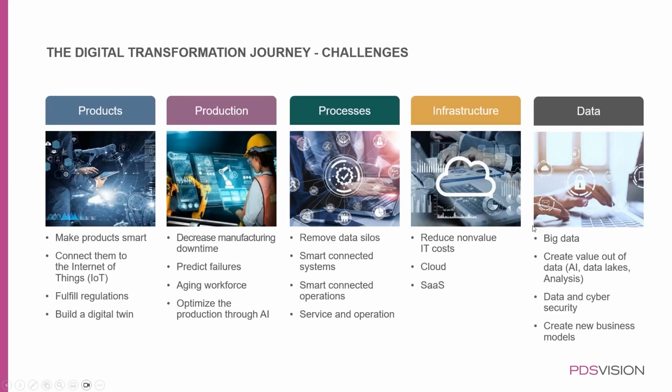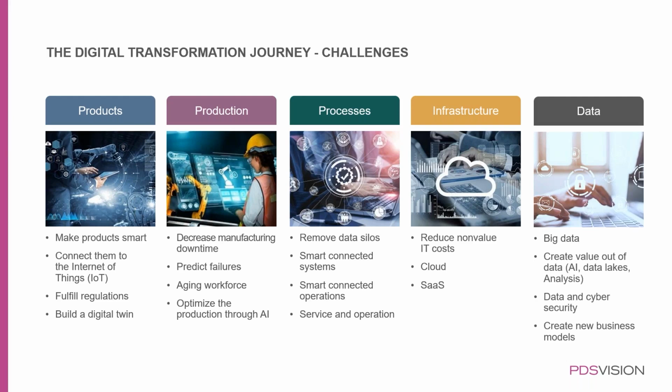All right. And then, of course, the digital transformation journey. Just overall for companies, these are the areas that people are growing in as technology grows and grows. The way we do things is also changing. So with products, basically we're looking at making products smarter, connecting them with the Internet of Things, IoT, and of course fulfilling regulations, and building the digital twin. So we do have the physical part, but we also want a digital equivalent that is as functional as the physical one.